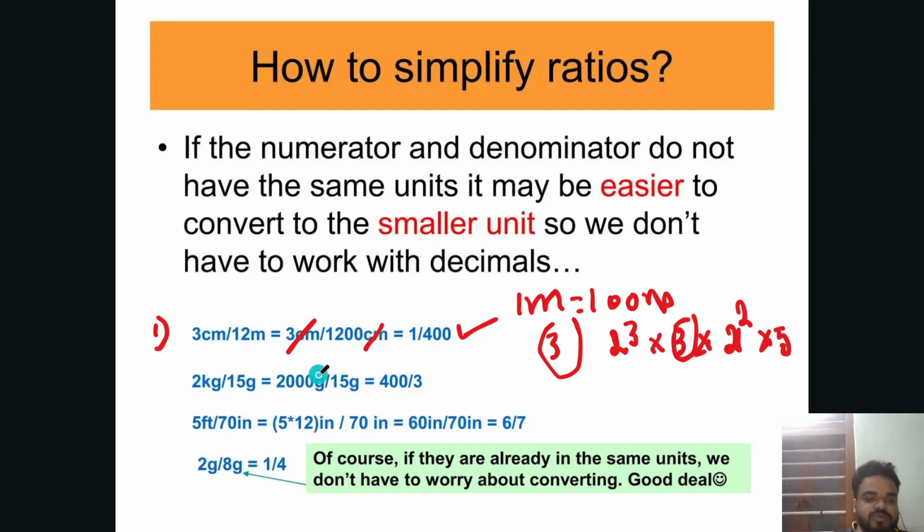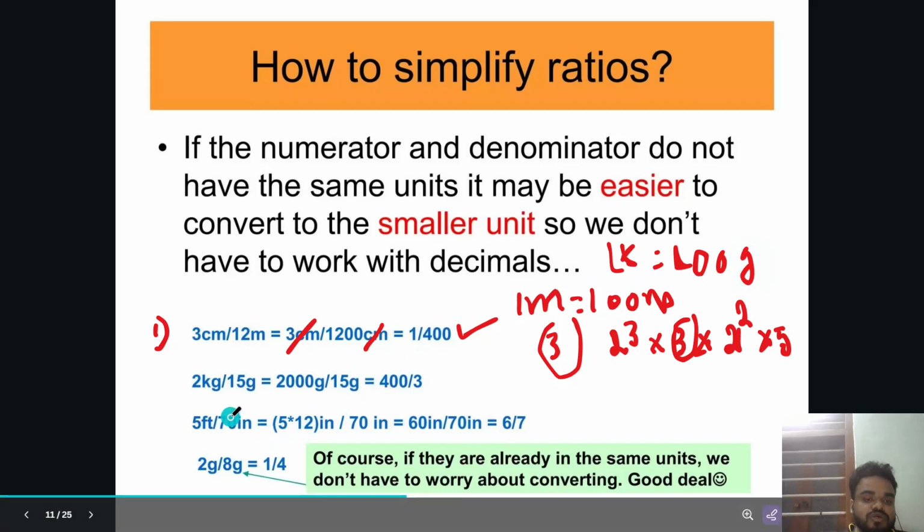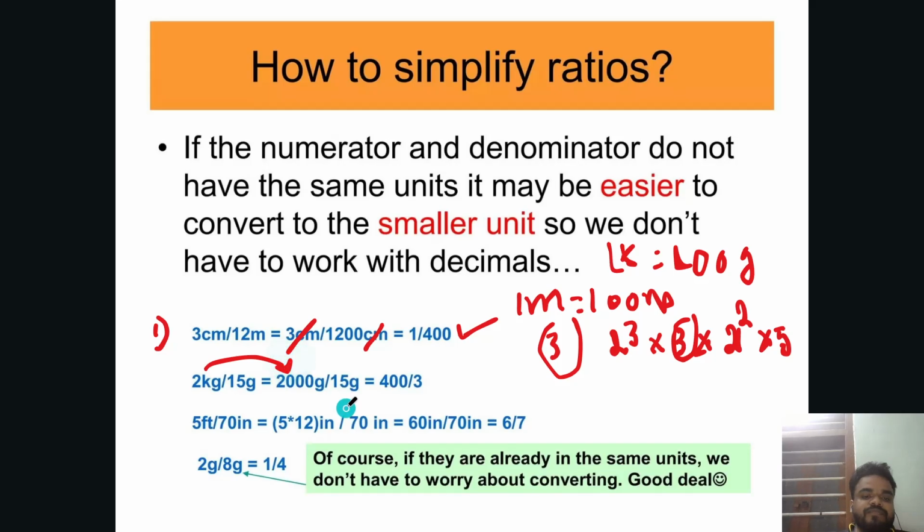One more example. 2 kilogram by 15 gram. Here the kilogram is there. So 1 kilogram is equal to 1000 gram. So convert the kilo into grams. So multiply by 1000. So 2 into 1000 will become 2000 grams. So gram will get cancelled.